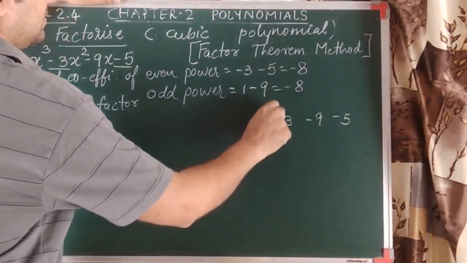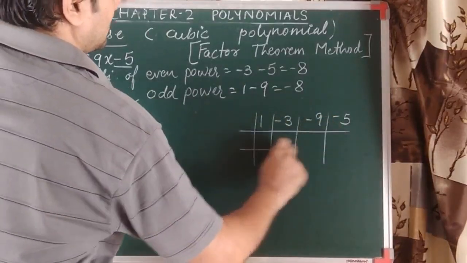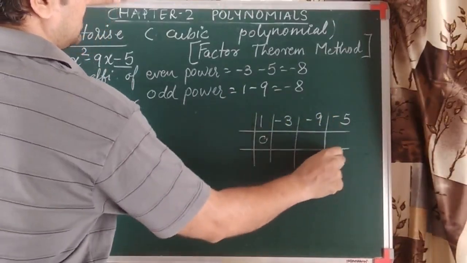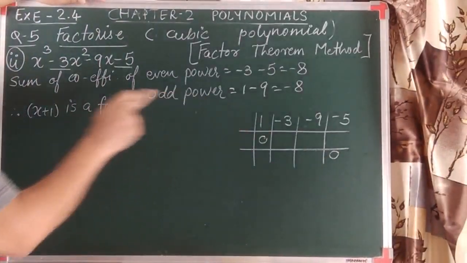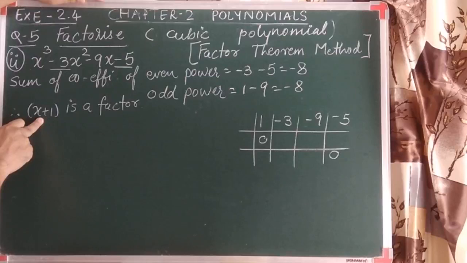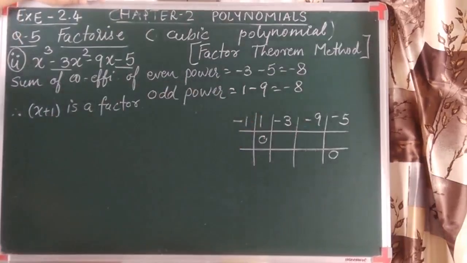What have I written here? I have written the coefficients of the polynomial. We'll write 0, we have to obtain 0. Which value are we supposed to write here? Correct, the value which we obtained, the zero of this factor. x plus 1 is a factor, so the zero is -1.